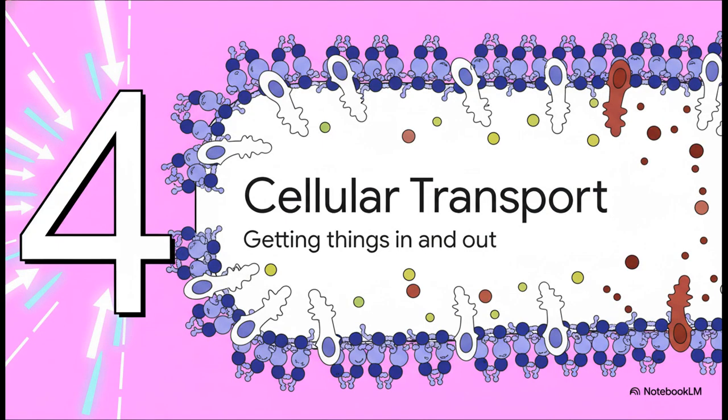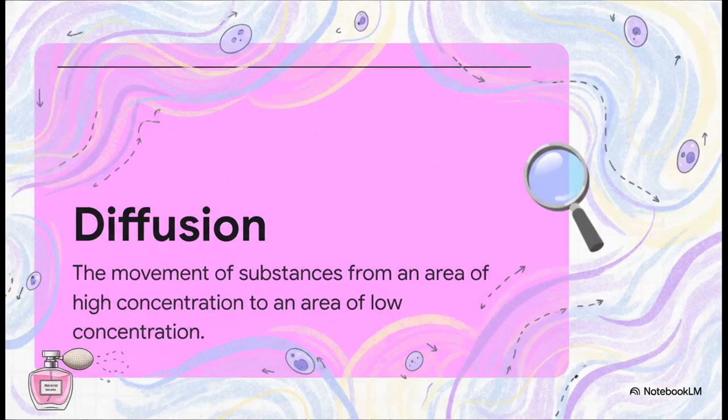Okay, so we've seen the whole city from the inside. But how does it talk to the outside world? How does it get supplies in and take the trash out? It all happens at the gates, the cell membrane. One of the simplest ways things get across is called diffusion. The best part? It's totally free, no energy needed, it's just physics.